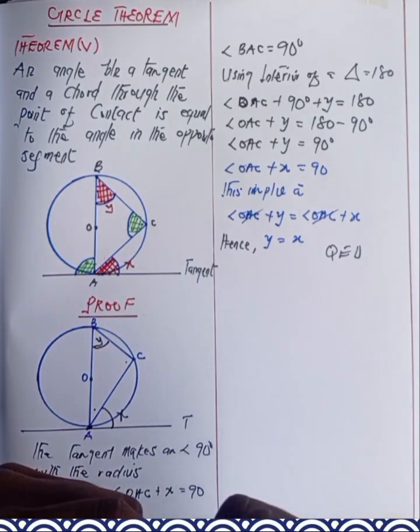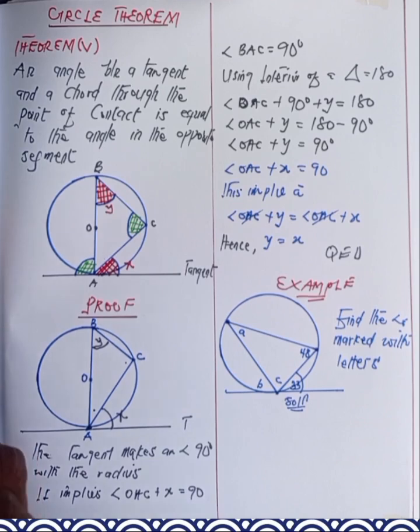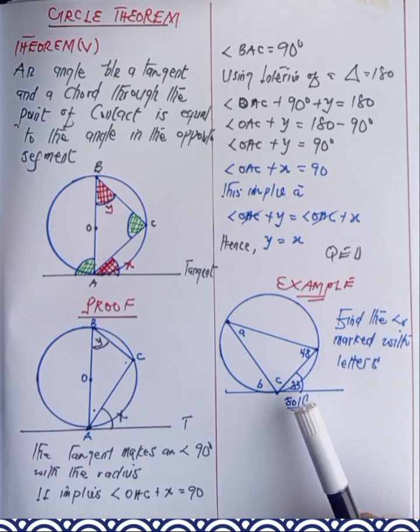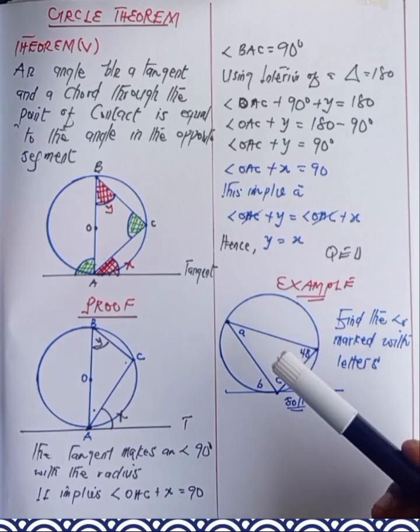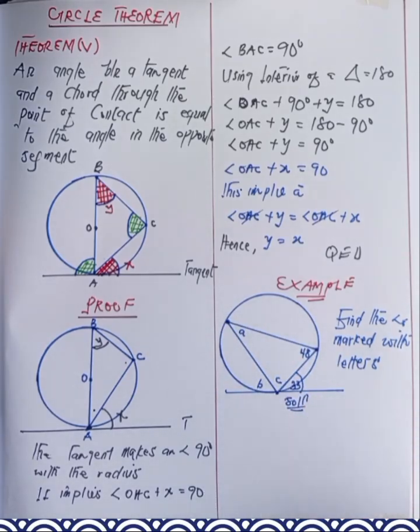Let's take a few examples and see how best we can apply this theorem. So we have the first example. We have to find the angles marked with letters in the diagram below. So you can see we have to find A, B, and then C. This one we are just going to apply the theorem and then we are good to go.